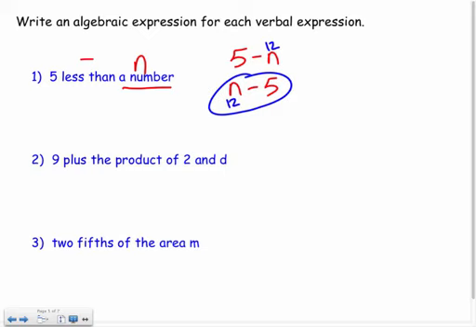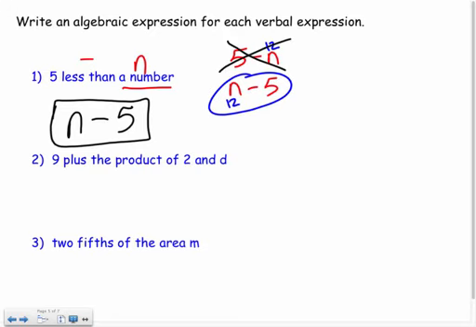So my answer right here would be n minus 5. That would be my expression that I write for that, okay? It's not 5 minus n, because I'm saying 5 less than that number. Let's go to the next one. 9 plus the product of 2 and d. That's a little easier. So I got 9 plus the product, which means multiplication, right? The product of 2 and d. So I'm multiplying 2 times d.